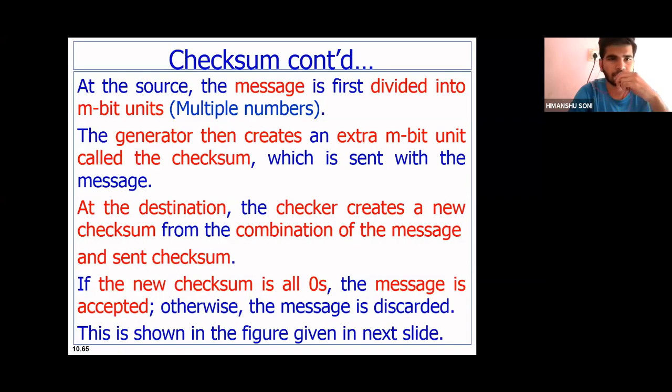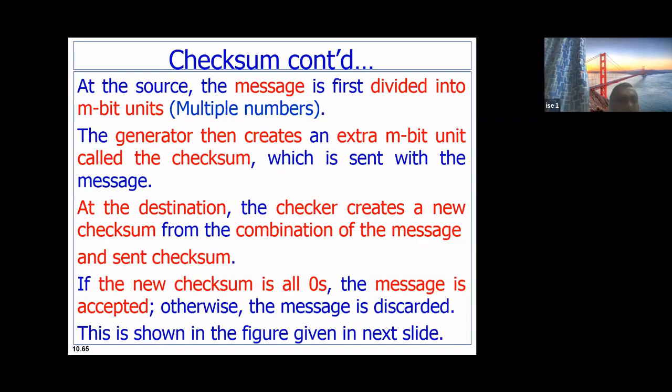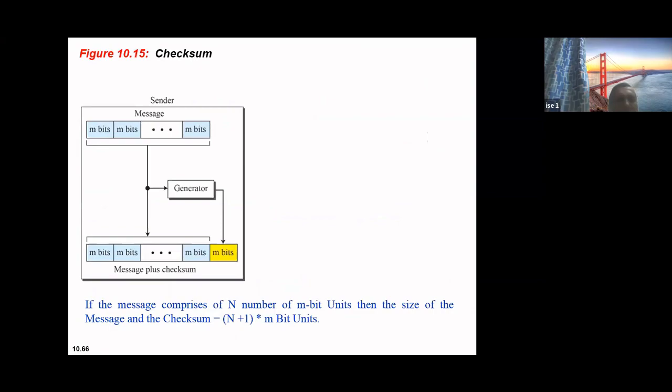Then a generator will create another 8 bit checksum, and it will be added to the message. So it is something like this: the message size is m bits, and so on. The 40 bits are converted into 5 m bit units because the size is 8 bits: first 8 bit, second 8 bit, third 8 bit, fourth 8 bit, fifth 8 bit. So the total is 40.